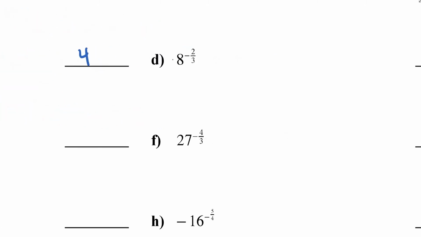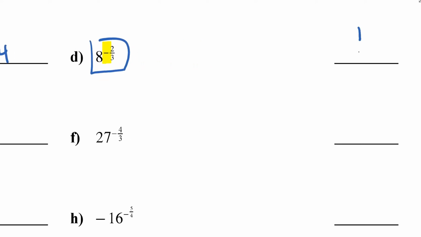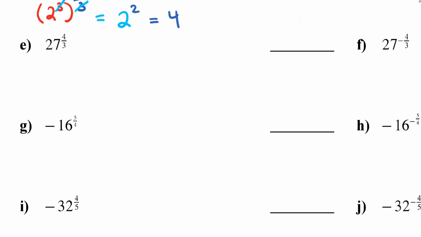Once again, letter D is pretty much the exact same question, except that there's a negative sign there. Anytime you have a negative power, you just take your answer and do 1 over that. So D is pretty quick.